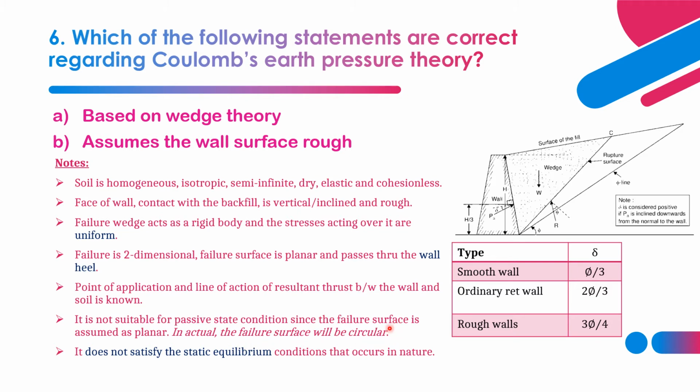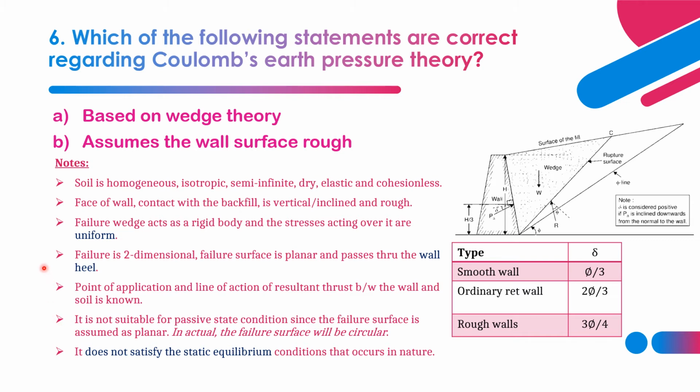But in Coulomb's wedge theory, it is assumed to be planar only, and it does not satisfy the static equilibrium condition that is occurring in nature. So these two are some demerits regarding Coulomb's earth pressure theory.